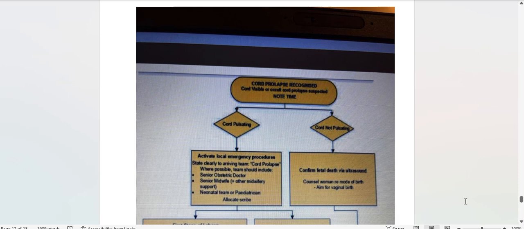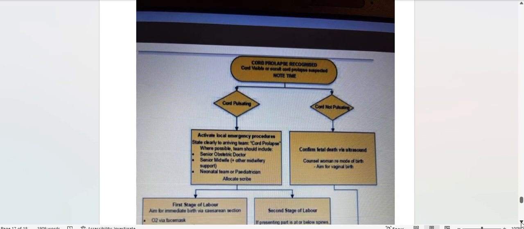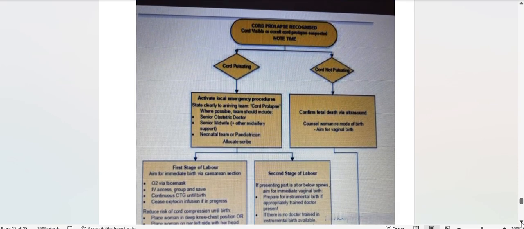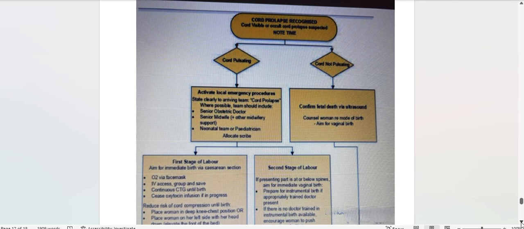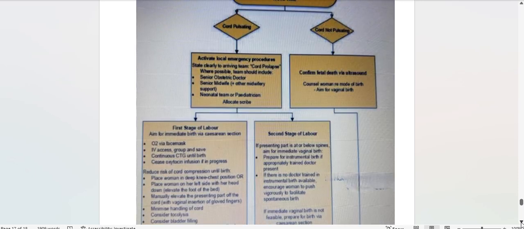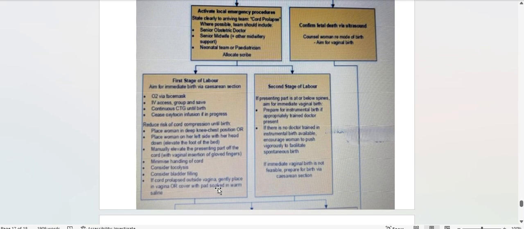Activate local emergency procedures. State clearly to the arriving team: cord prolapse. Where possible, the team should include senior obstetric doctors, midwives, neonatal team, and pediatric team as well. Okay, that is a very important part. First stage of labor: aim for immediate birth through cesarean section.